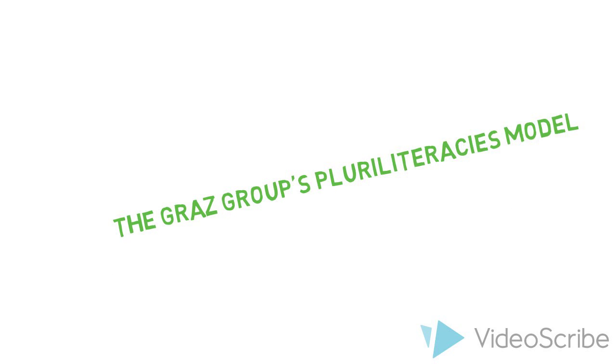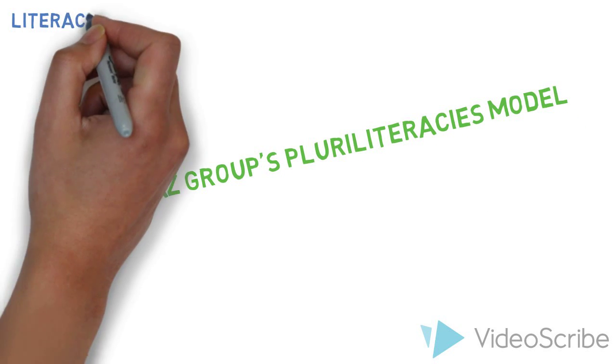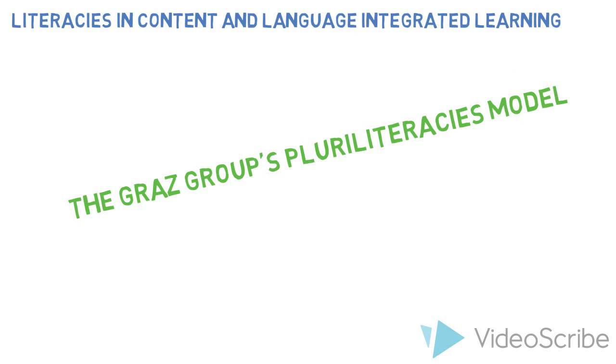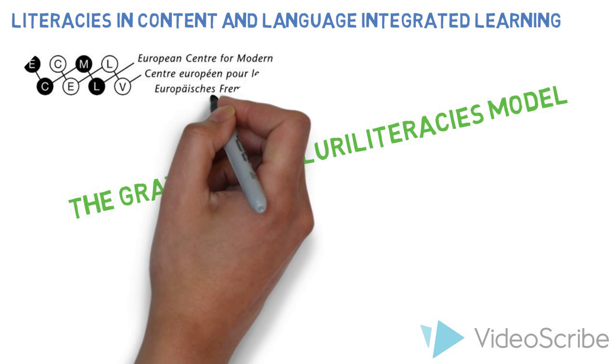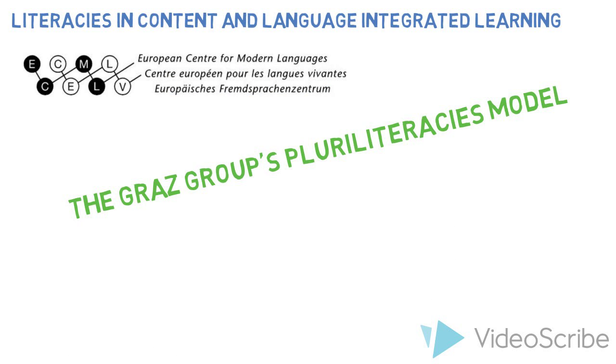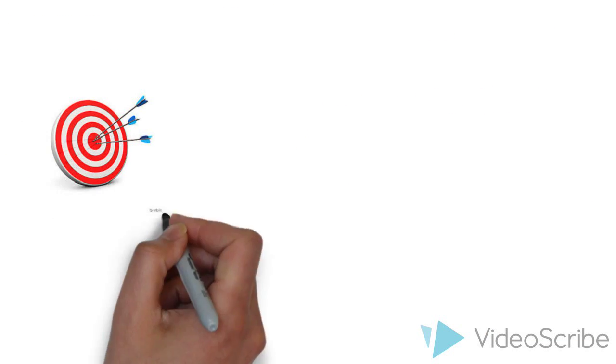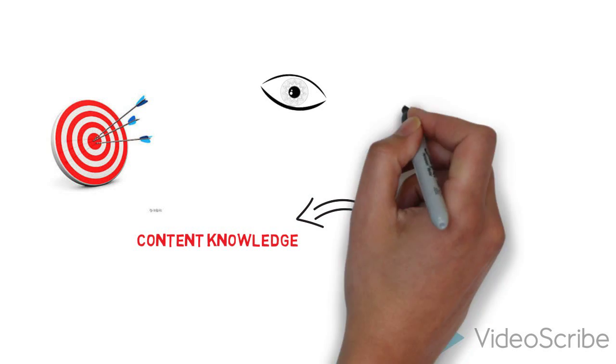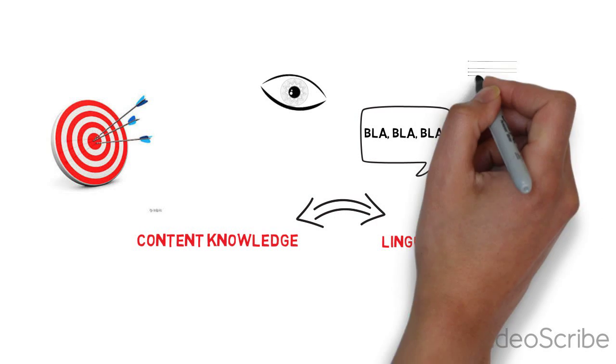the Graz Group's Pluraliteracies model. In this short video, we are going to explain a model developed in a project on literacies and CLIL, sponsored by the European Centre of Modern Languages of the Council of Europe. The aim of this model is to make visible and clear the relation between content knowledge and linguistic skill in students' text production, both oral and written.